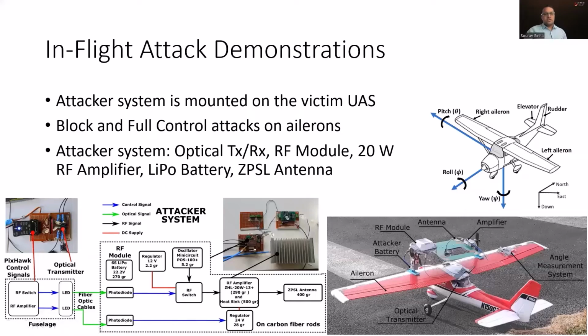Now, to robustly measure the rotation angle of the aileron, we use a quadrature encoder with isolated circuitry so that it is not affected by the EMI.